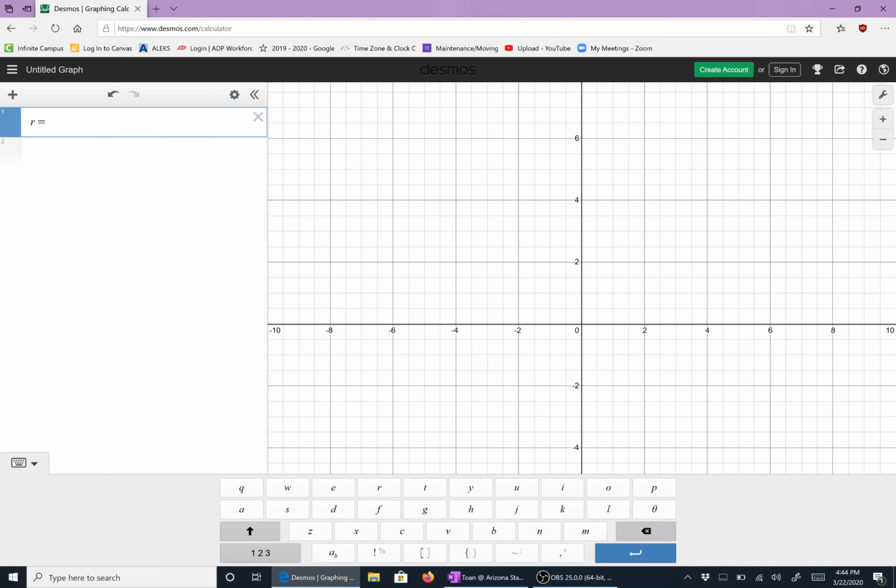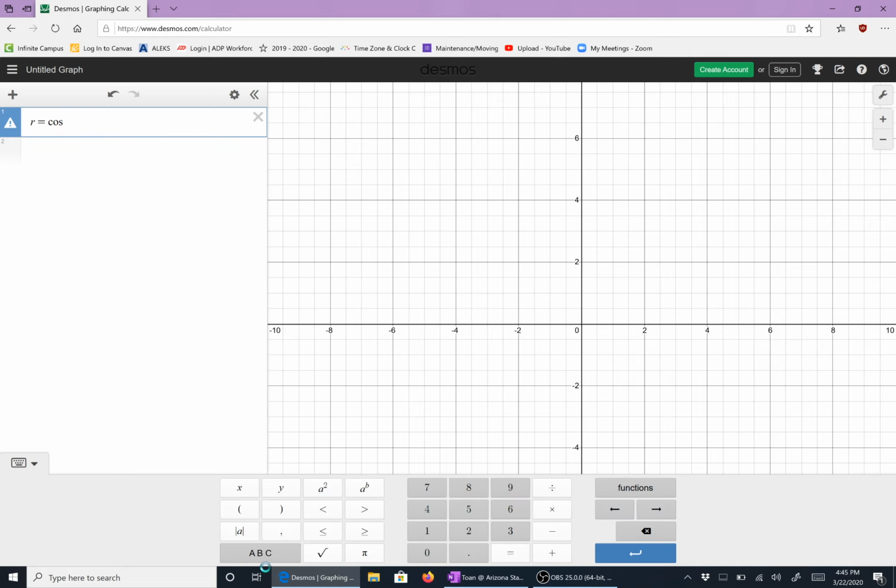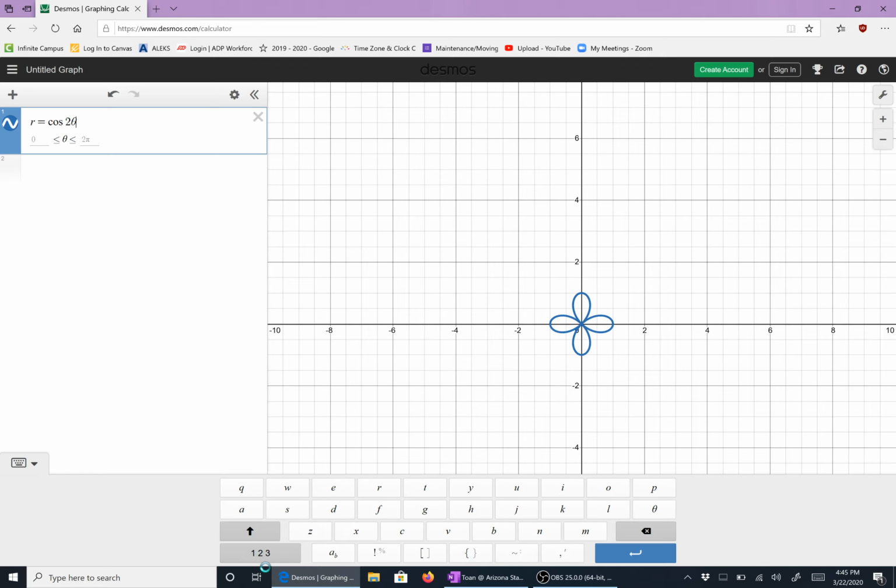Flowers are produced by multiple angles: 2 thetas, 3 thetas, 4 thetas. So, for example, what if I did r equals cosine of, I don't know, 2 thetas? You can see that we made a 4-leaf clover. So you can make all sorts of funky designs with polar graphs, and you can see that's the power of polar over rectangular. It produces way more complicated graphs than rectangular can do.